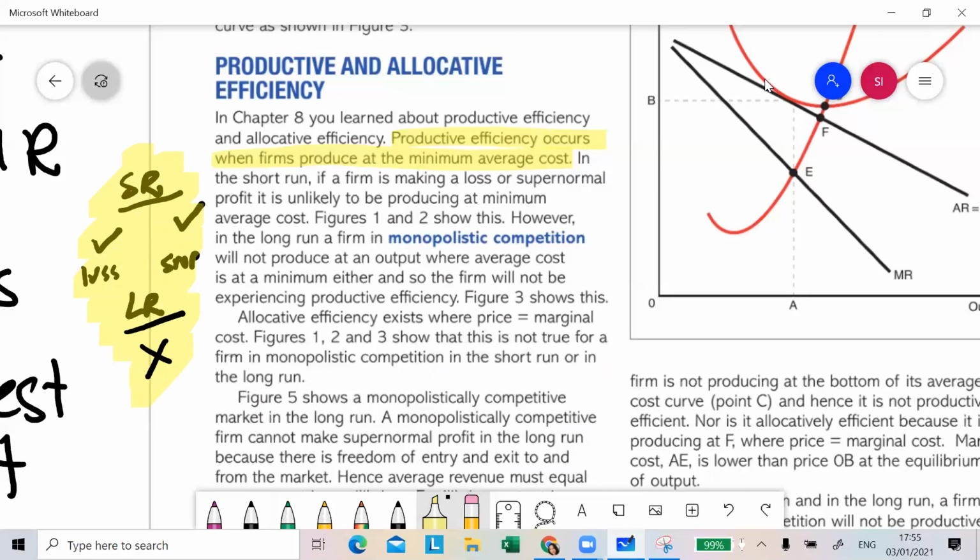Allocative efficiency exists where price equals marginal cost. Earlier, in perfect competition, we went through AR and MR also. Figures 1, 2, and 3 show that this is not true for a firm in monopolistic competition in the short run or in the long run. So what we can conclude here is that for a monopolistic competitive firm, in the short run as well as in the long run, it is impossible to have allocative efficiency.